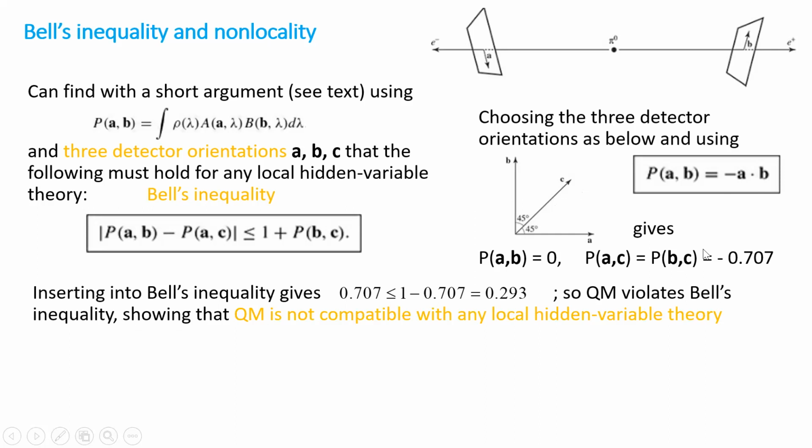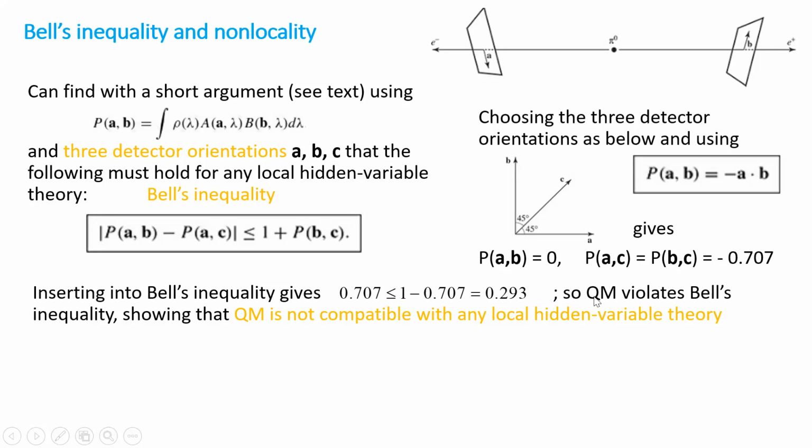So inserting these values into Bell's inequality, remember Bell's inequality should be satisfied for any local hidden variable theory to work. We get P_AB minus P_AC, which would be 0 minus 0.707, or 0.707, on the left side. On the right side, we have less than or equal to 1 plus P_BC, which is minus 0.707. So 1 minus 0.707, which is 0.293. So Bell's inequality says 0.707 is less than or equal to 0.293, which is not true. Okay, so Bell's inequality is violated here.